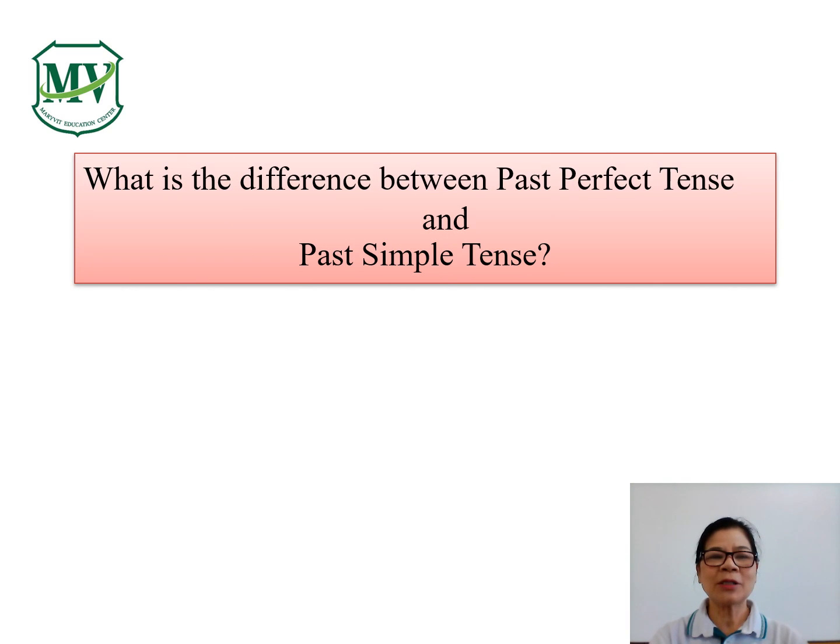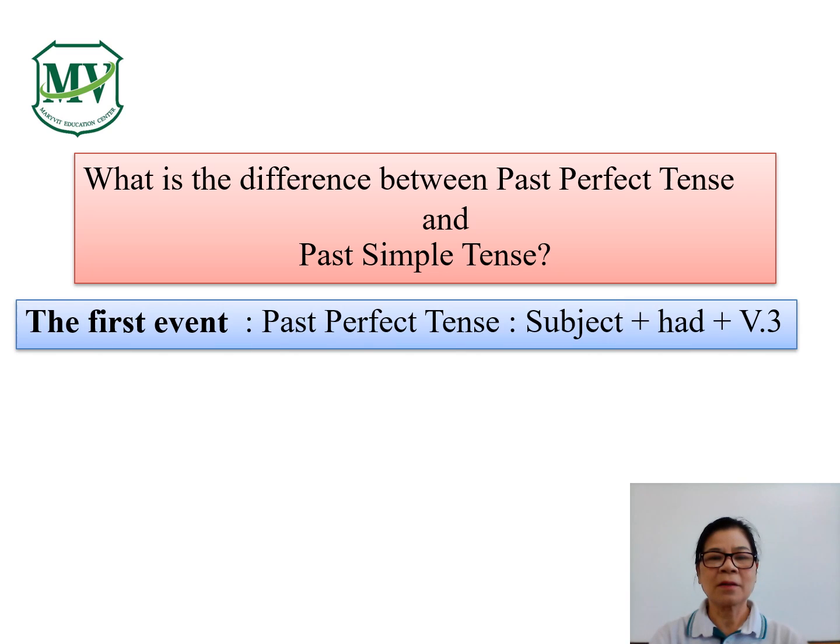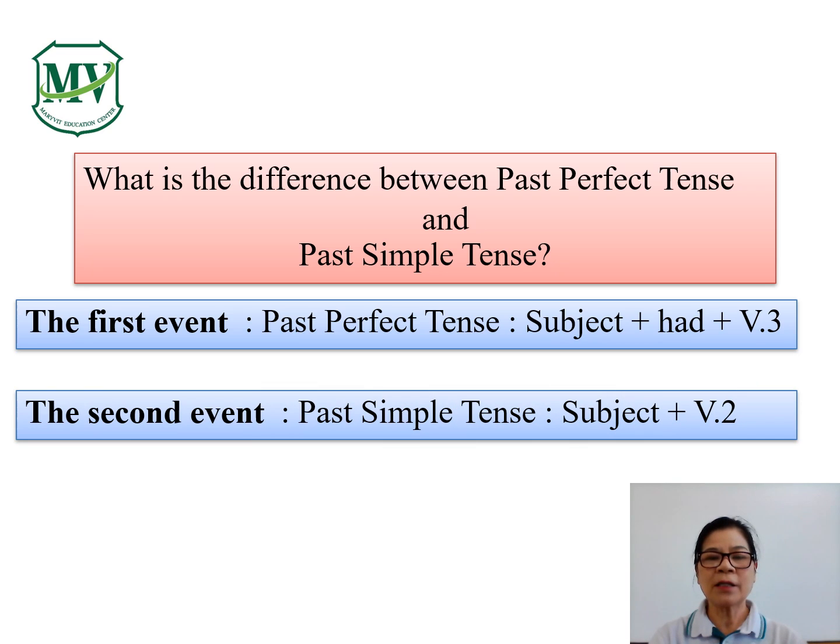Let's talk about what is the difference between past perfect tense and the past simple tense. In this topic, there are two events. The first event, we use the past perfect tense. The form is subject plus had plus verb 3. For the second event, we use the past simple tense. The form is subject plus verb 2.